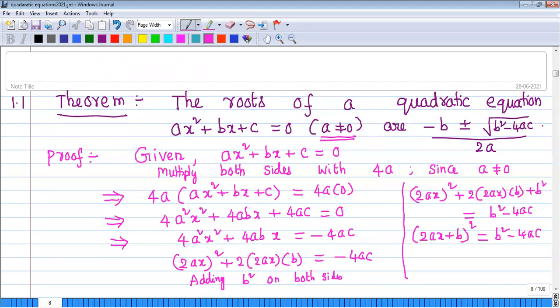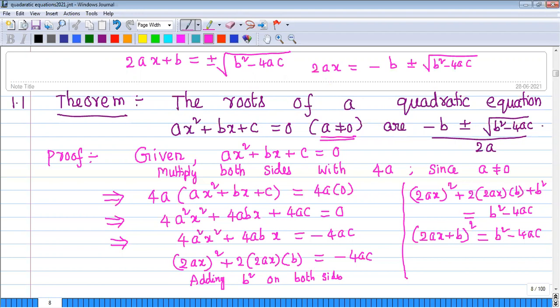Now 2ax plus b equals to, taking square root on both sides, root of b square minus 4ac, but you get plus or minus. Our aim is to find x. 2ax equals to minus b plus or minus root of b square minus 4ac. We need the x value. Therefore, x equals to minus b plus or minus root of b square minus 4ac upon 2a. So this is the proof.